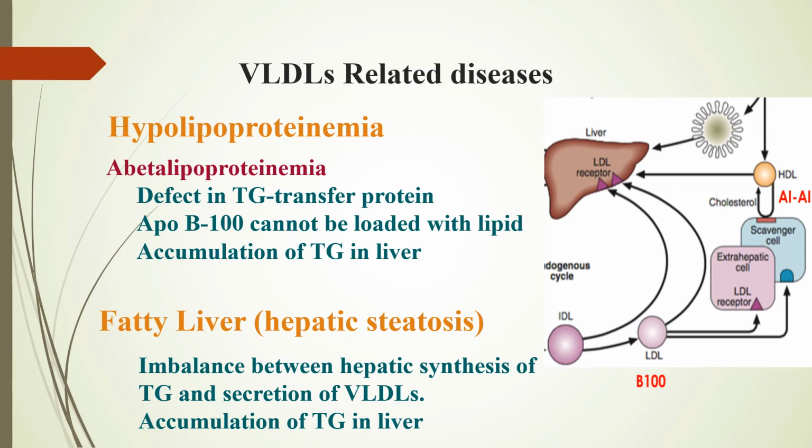The last part is disorders of lipoprotein metabolism and mobilization. First, we have hypolipoproteinemia, or the abetalipoproteinemia, a defect in loading the ApoB100 on the lipid component with accumulation of triglycerides in the liver due to defective triglyceride transport.